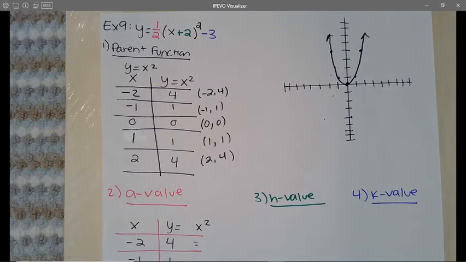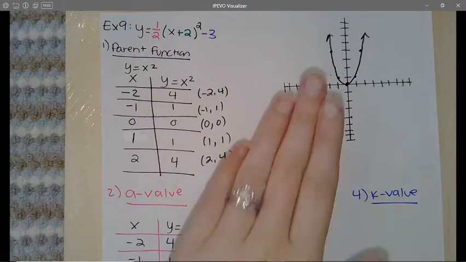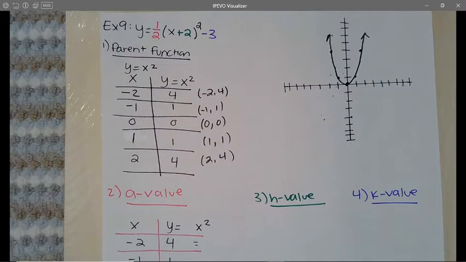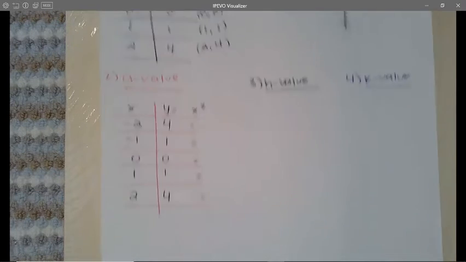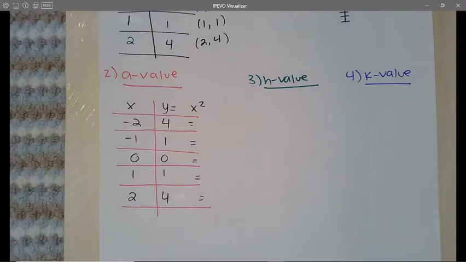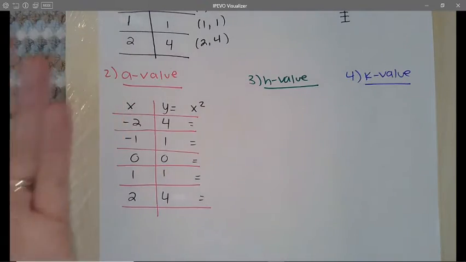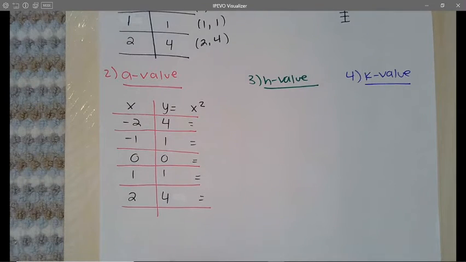Okay, so remember, you guys, after we graph the parent function, which value do we always tackle next? The A, H, or K value? What do you think? Well, it's always good to tackle the A value next, because later on, if you try to do the A value at the end or after you do H or K, it will be a lot more complicated. So might as well tackle the A value.